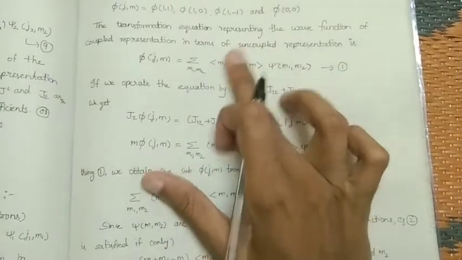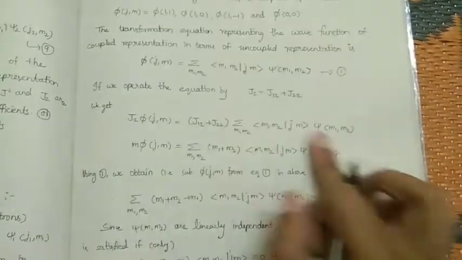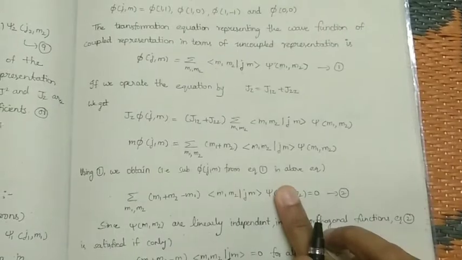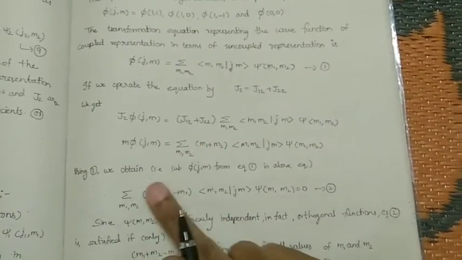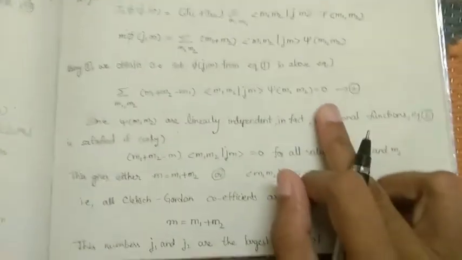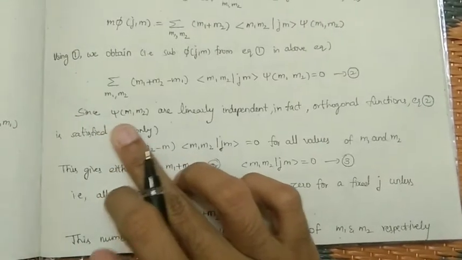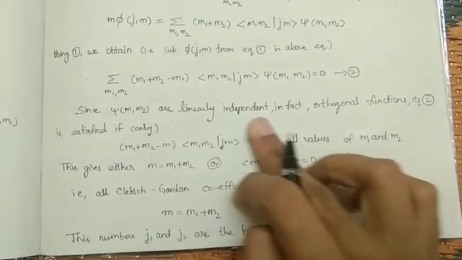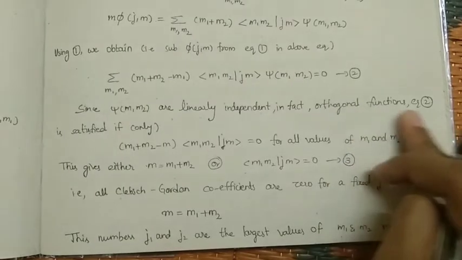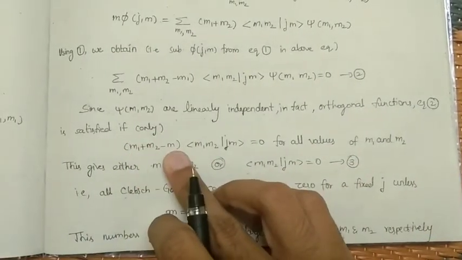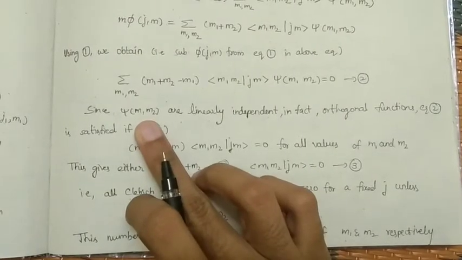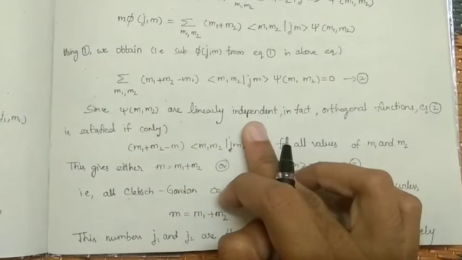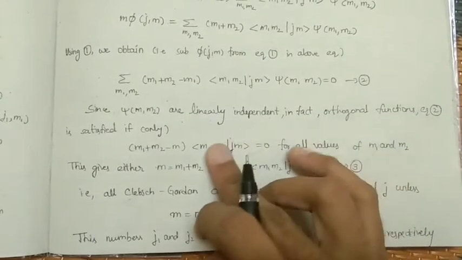So if we substitute this one here and we send this term to that side, in that we can take this term as the common xi and this bracket notation, and this summation also common. So m1 plus m2 minus m, you would have this equation. So this is the equation after solving. Since xi of m1 comma m2 are linearly independent, in fact orthogonal functions, equation 2 is satisfied if only. So here xi's are linearly independent and orthogonal functions.